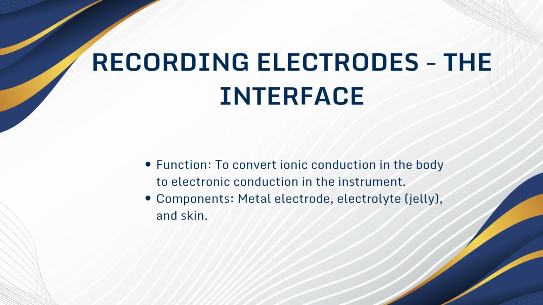So, how do we get these signals out of the body and into a computer? We use electrodes. An electrode acts as a transducer, converting ionic current, flowing inside the body, into electronic current that can flow through wires to our medical instruments.